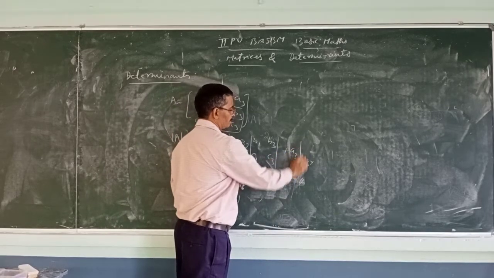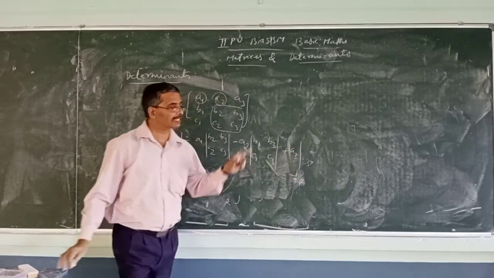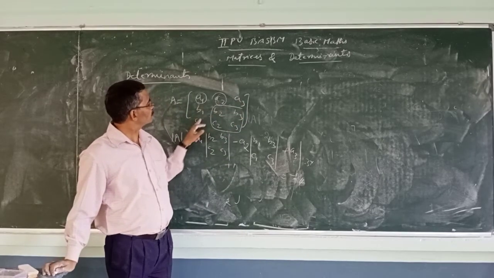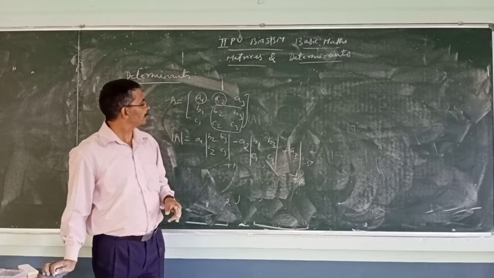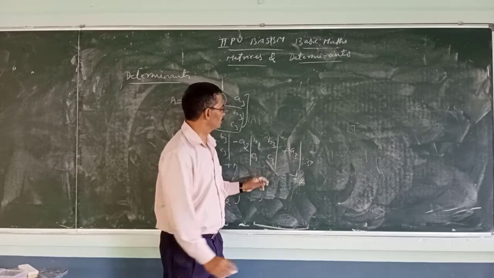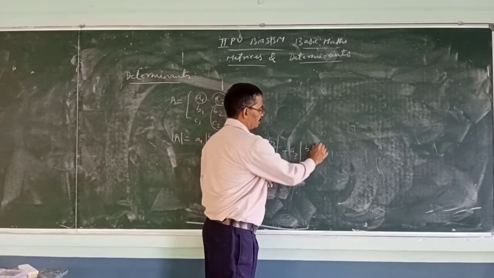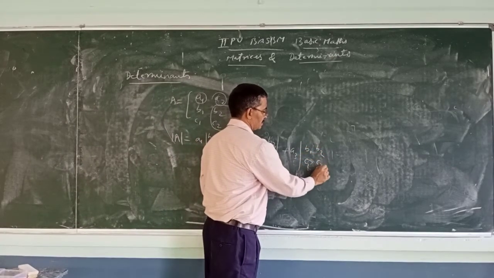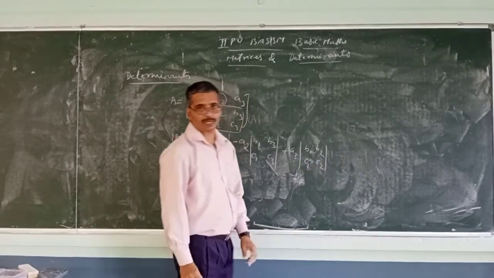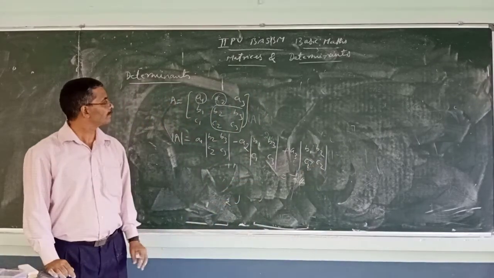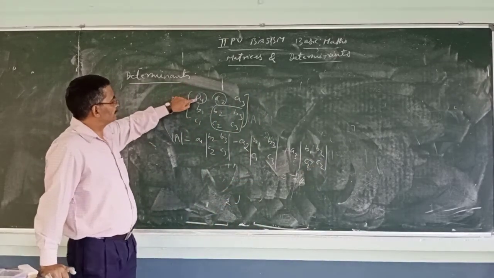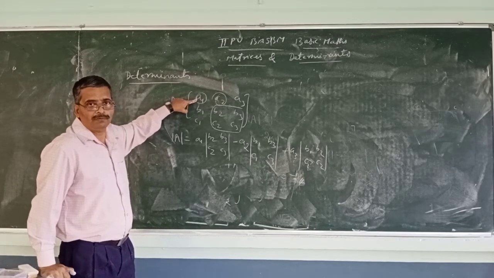Last one, plus sign will come. A3 into, so I am taking A3. So consider these two now. A3 into B1, B2, C1, C2. So how does it work out? How is it written actually? We'll see. So I will start with A1.